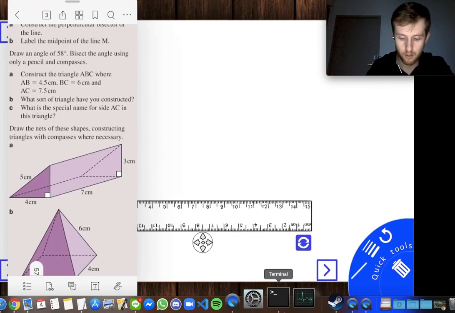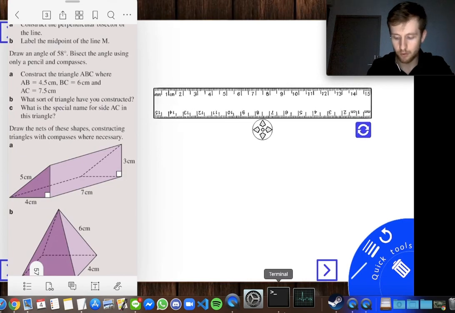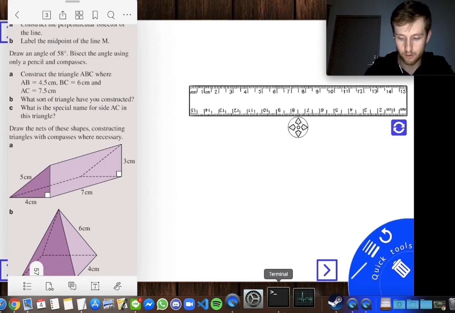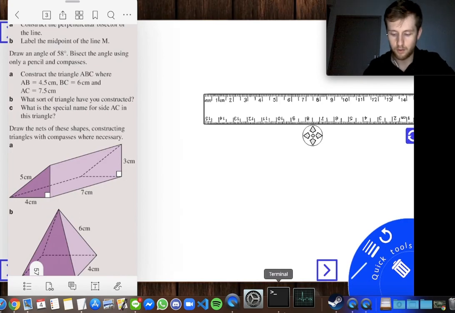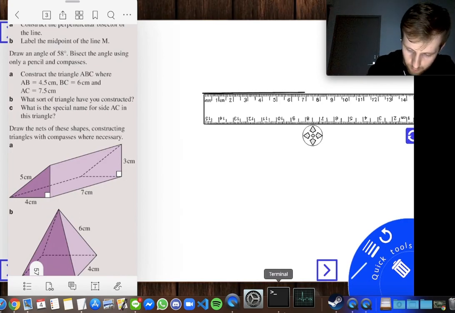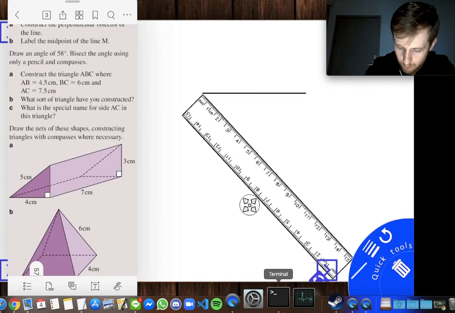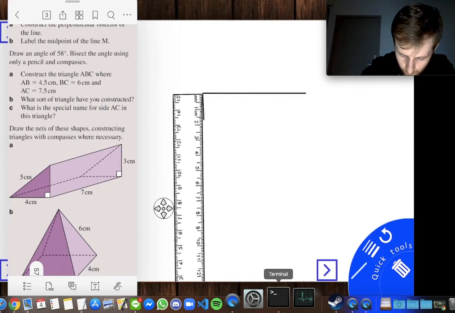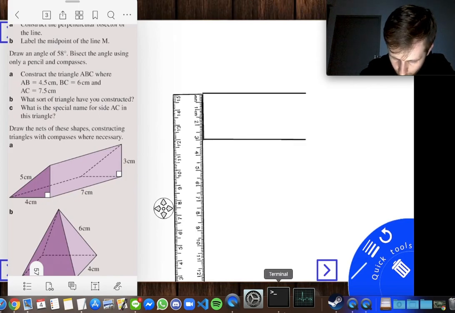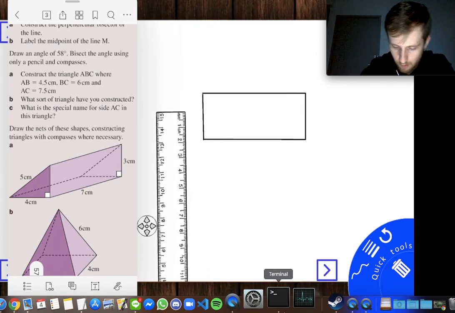Again, in this assignment we have to construct it accurately, so we have to actually use these measurements. So 7, 3, let's use it. I'm going to leave some space. 7 centimeters, and then 3 centimeters for this rectangle, like this. And then I think I can just go like that. Again, 7 centimeters here, and 3 centimeters here.